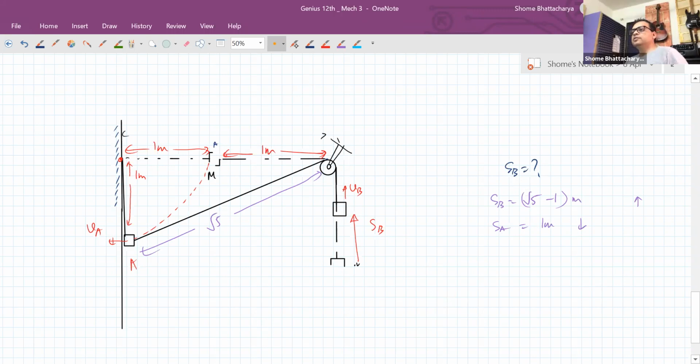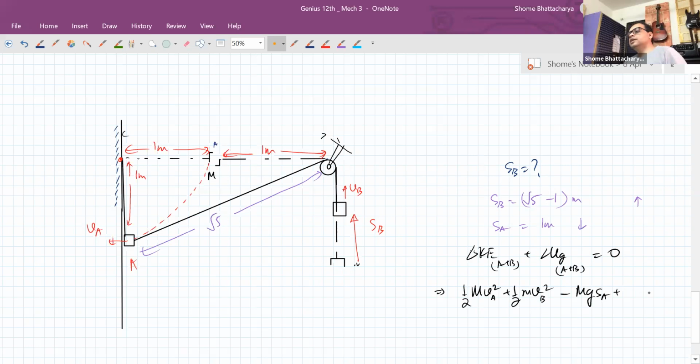Okay, that's one thing. So next we will apply the conservation of mechanical energy. So change in kinetic energy of A plus B as a system plus change in gravitational potential energy of A plus B as a system should be 0. So half capital M vA square plus half small m vB square minus capital M g sA plus small m g sB should be equal to 0.